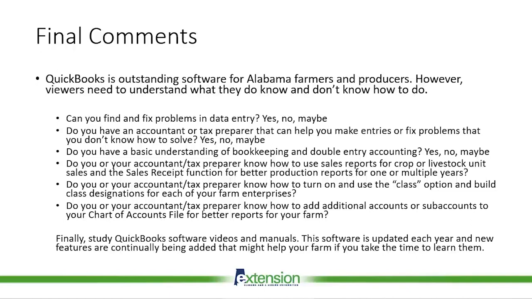and you could have one designation for, you know, whatever, maybe peanuts, whatever your third major row crop operation was, and then you could post your crop inputs to which one of those 3 crops that you were growing so you could see exactly what your input costs were for each enterprise, each crop. Lastly, do you or your accountant tax preparer know how to add additional accounts or subaccounts to your chart of accounts file for better reports for your farm?